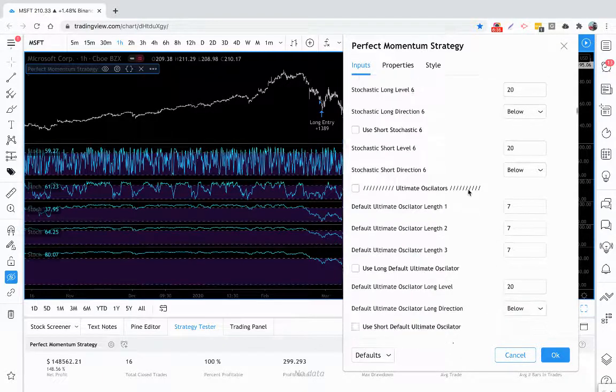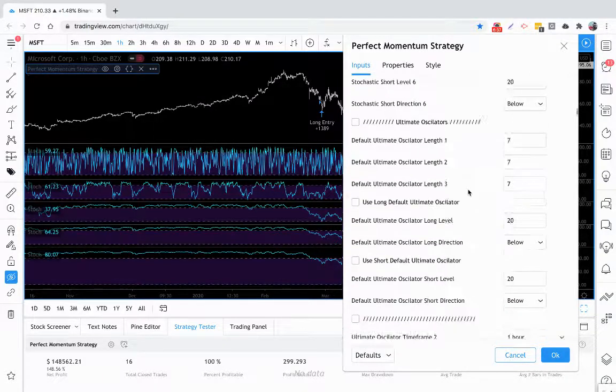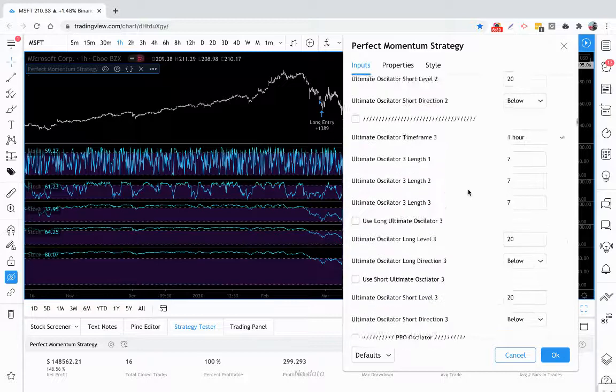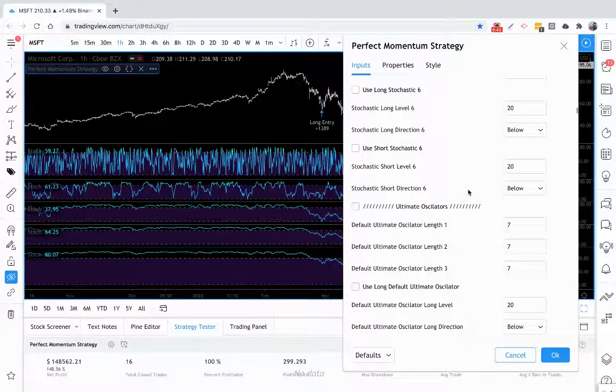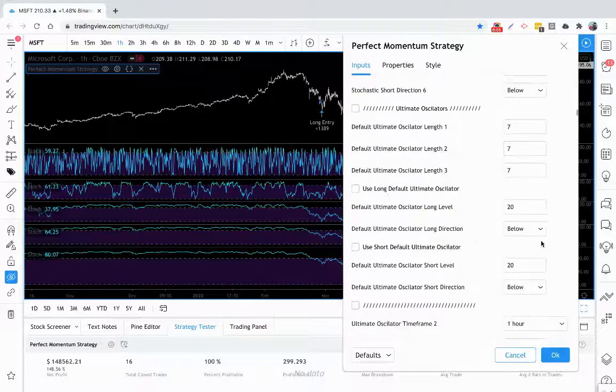Moving on, we actually have even more. We have 3 ultimate oscillators built into here. Ultimate oscillators are something designed by, I believe it was Larry Williams. Ultimate oscillator. Let's look at that. Yeah, it's Larry Williams. And this is also great at detecting tops and bottoms.